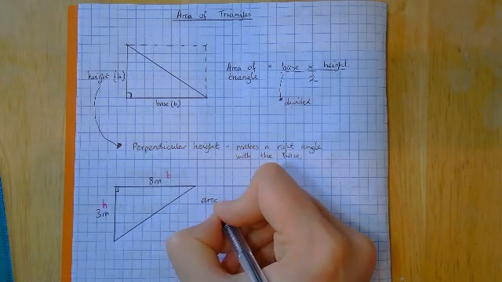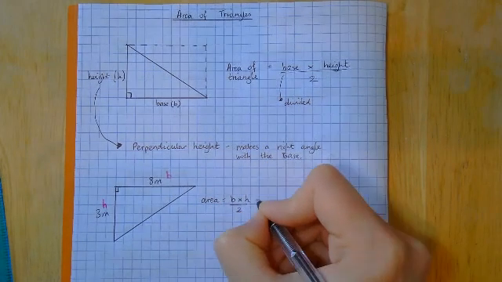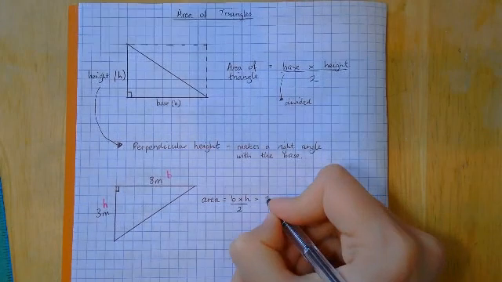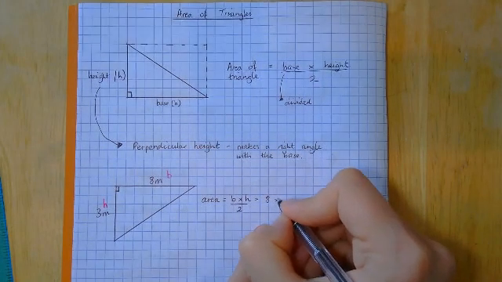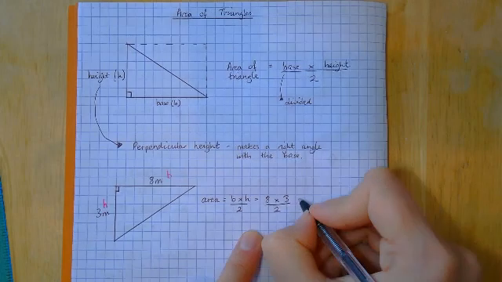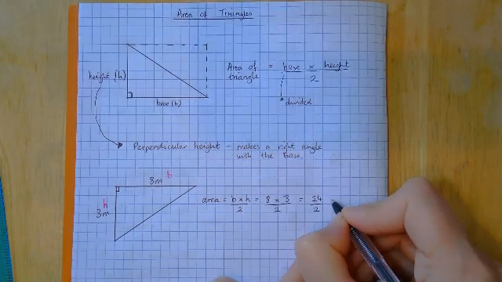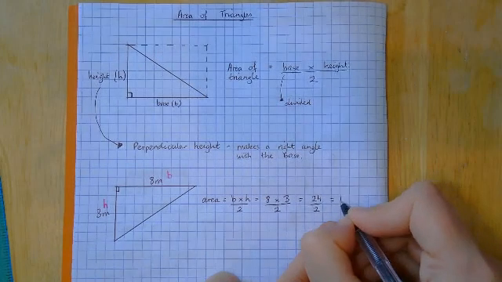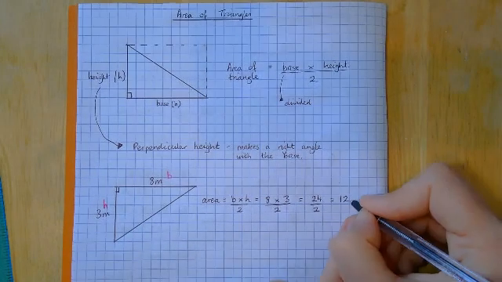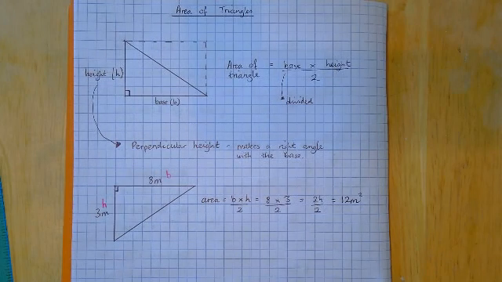And then I'm going to write really neatly. So my area is going to be base times height divided by 2. So I'm going to do 8, that's my base. My height is 3, and then I'm going to divide it by 2. 8 times 3 is 24, then I need to divide it by 2. 24 divided by 2 is 12, and I'm in area, so it's going to be meters squared.